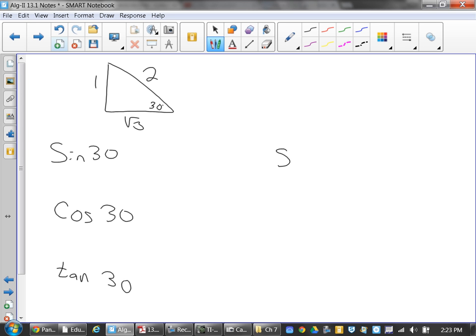I'm just going to do the sines of the 30s and the 60, and you guys can worry about the inverses. I'm just going to start you off with the regular functions of the 30s and the 60s. So sine of 30, what? 1/2. God bless you. Thank you.